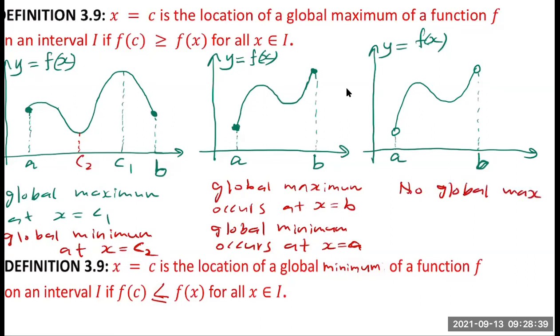What about the global minimum? Do we have a global minimum in this case? No global minimum as well. As you can see, if you look at the graph, this is the minimum y value that you would expect, but at x is equal to a, your function is not defined. There is no function value at this point. So you don't have a global minimum as well.